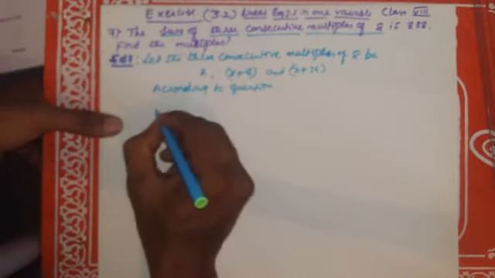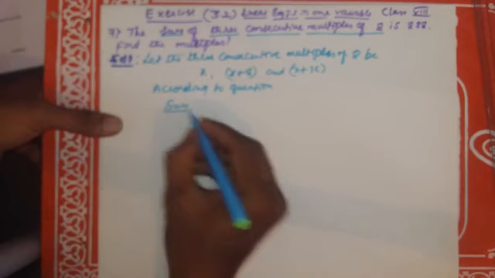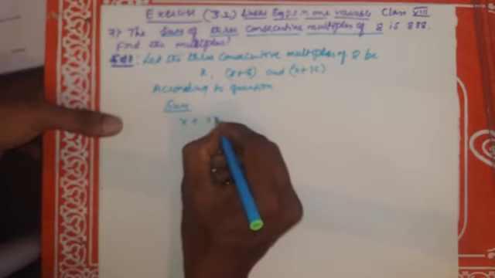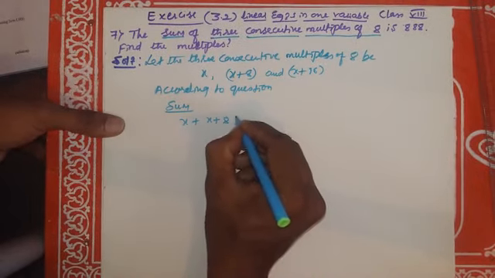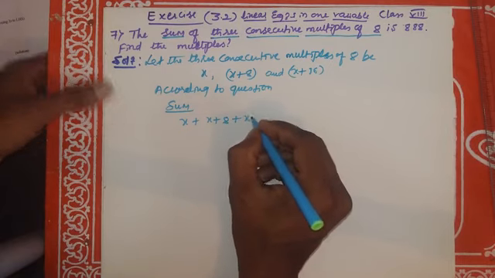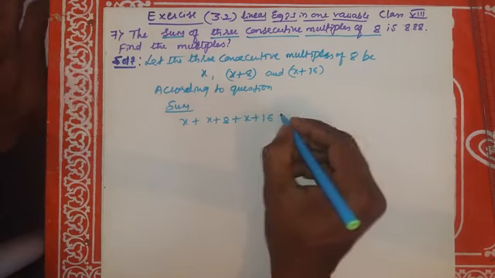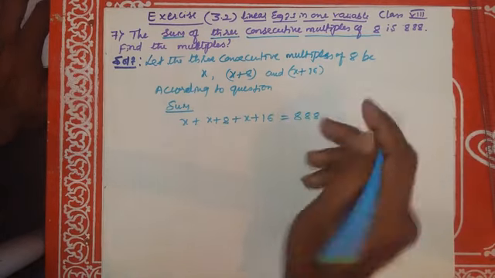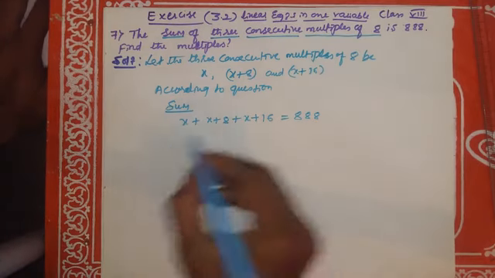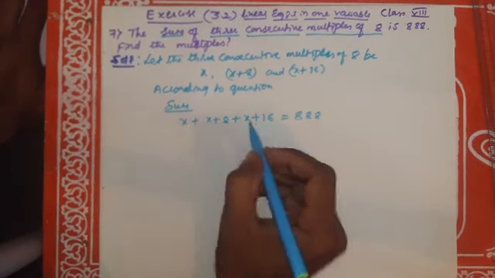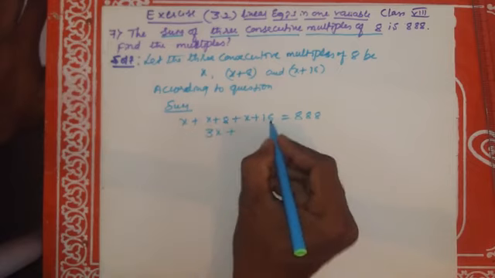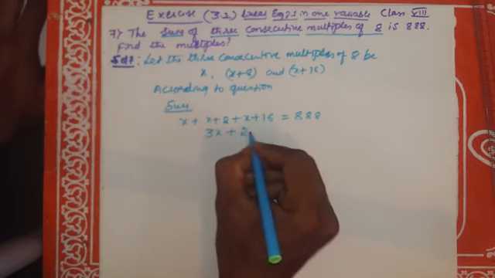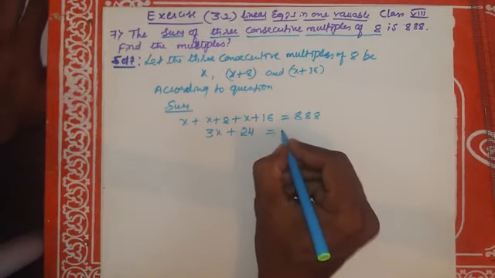Sum means what? We should add these 3 consecutive multiples, correct? Okay, sum, that is x plus x plus 8 plus x plus 16, which is equal to 888 according to this question. Okay, let us see how many x are there. 1, 2, 3. 3x plus 16 plus 8, 24.